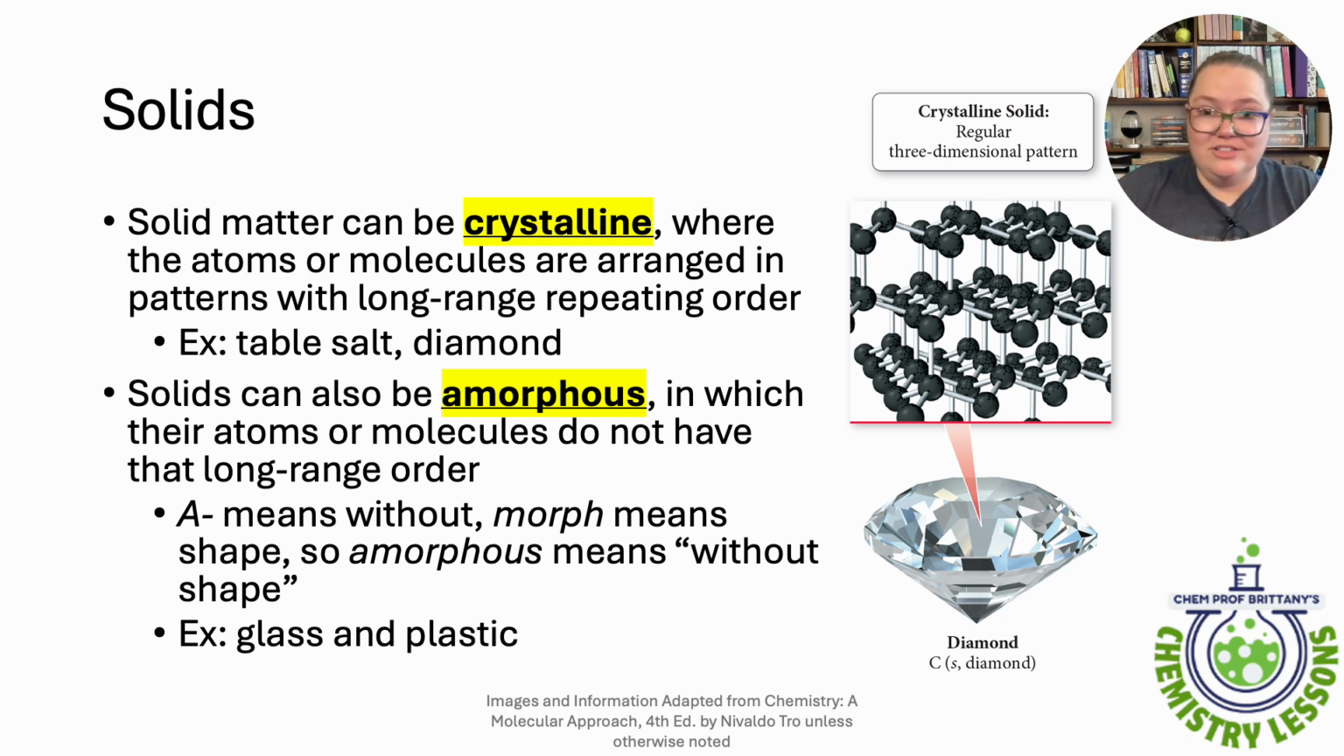So we call those crystalline solids. But not all solids have a three-dimensional structure like that. We call those solids amorphous: a meaning without, and morph meaning shape. So amorphous means without shape, or without that long-range order to their particles. Things like glass and plastic are going to be our amorphous solids.